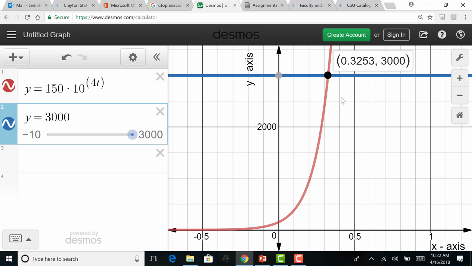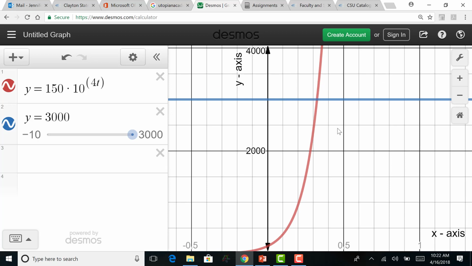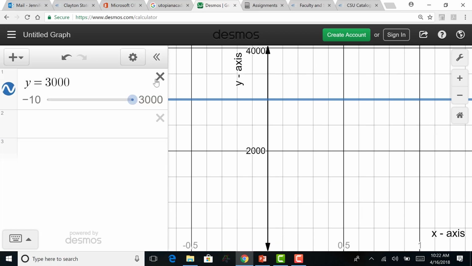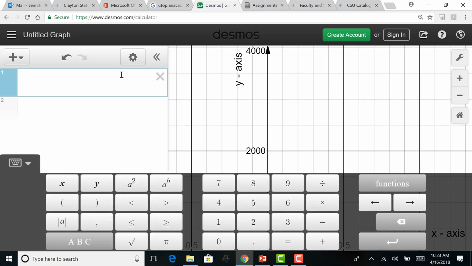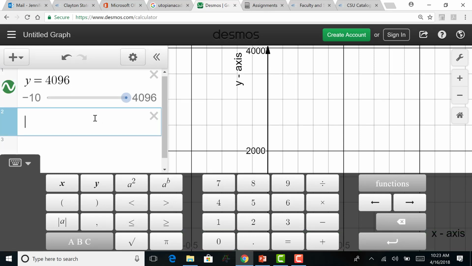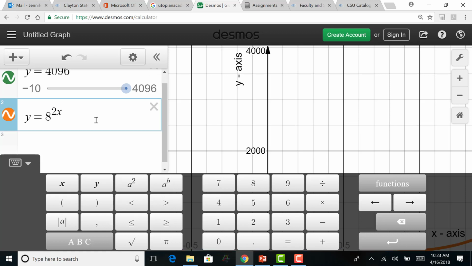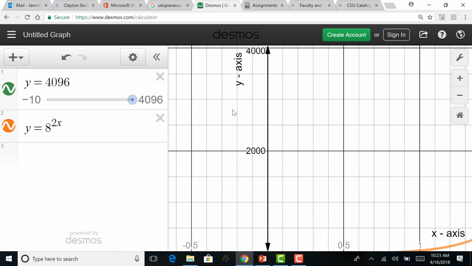So again, same thing with the next one. We can do the exact same thing. What do we have up there? Alrighty, and delete this. And delete this one. So I've got y equals 4,096. And I've got y is equal to 8 raised to the 2x power. Alrighty, I got both of them on there.